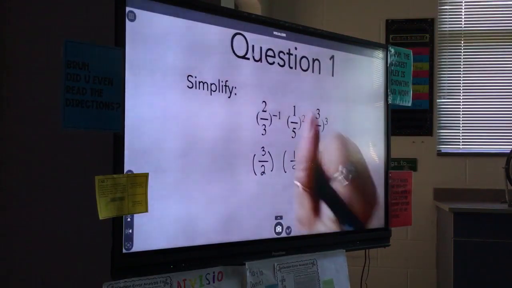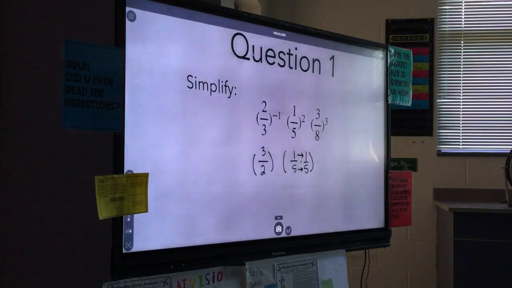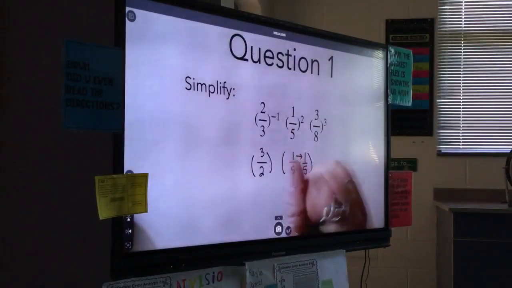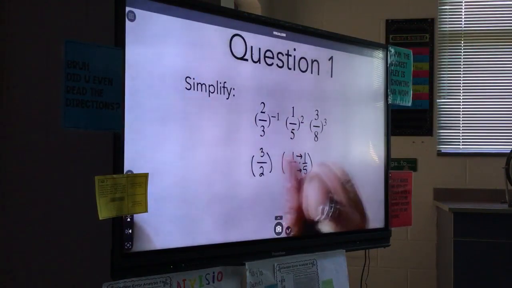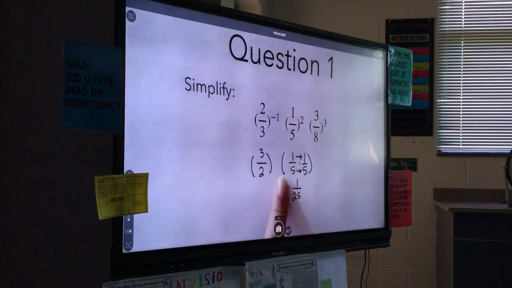And then here we're just going to multiply straight across. What is 1 times 1? 1. And then 5 times 5? 25. So then if that's what we did for 1/5 squared, what are we going to do for 3/8 to the third? Multiply itself three times. Perfect.